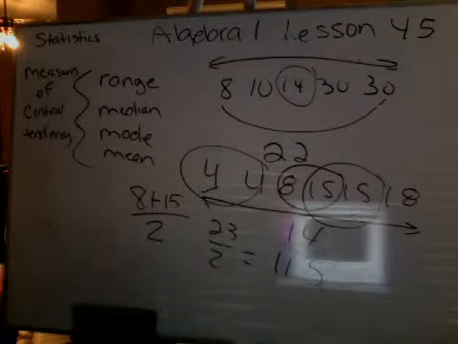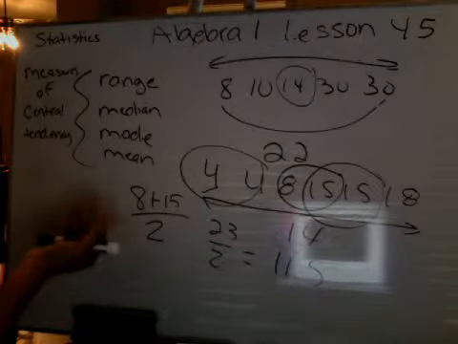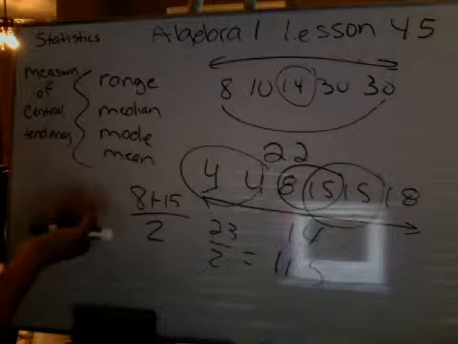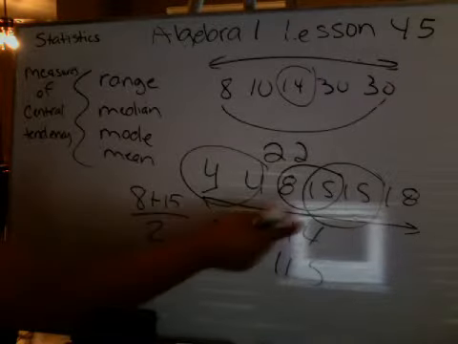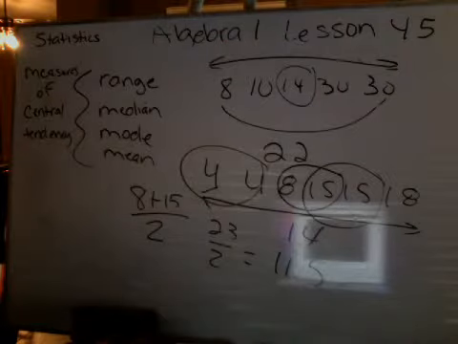So when we know the word bi, which means 2, like bicycle, we say that a set of numbers that has two modes is bimodal because it has 2 modes.